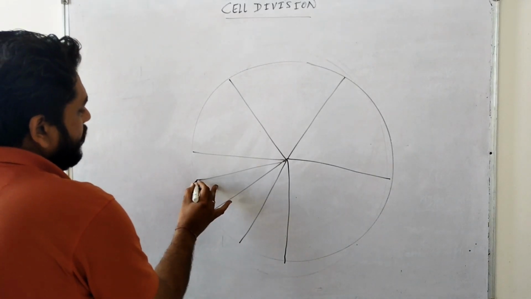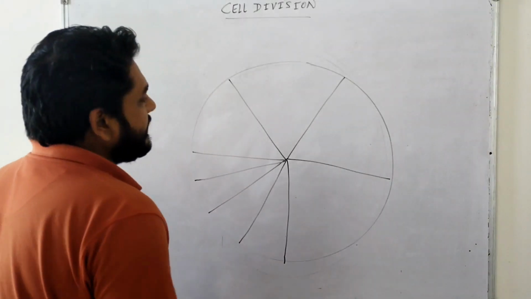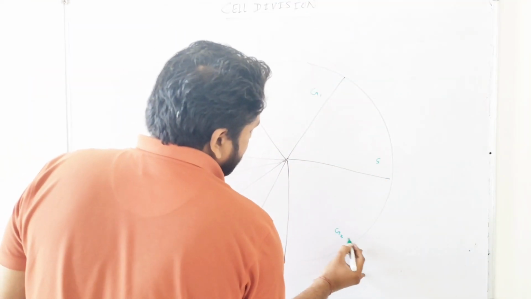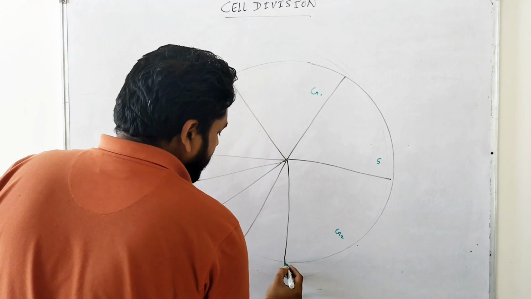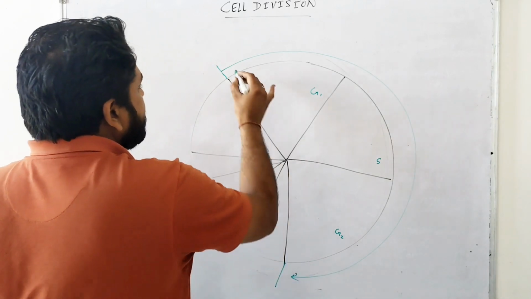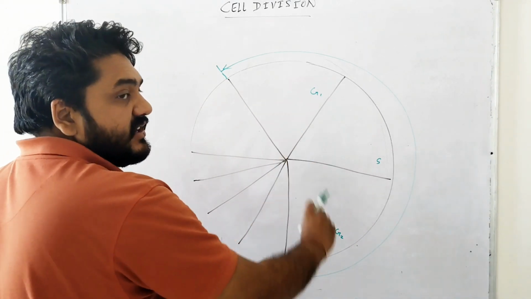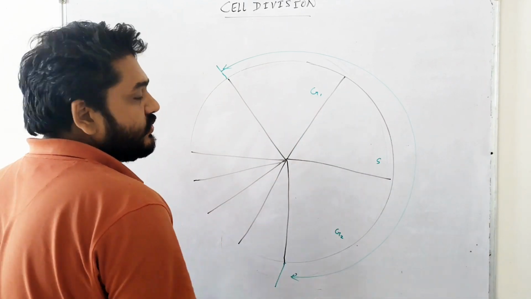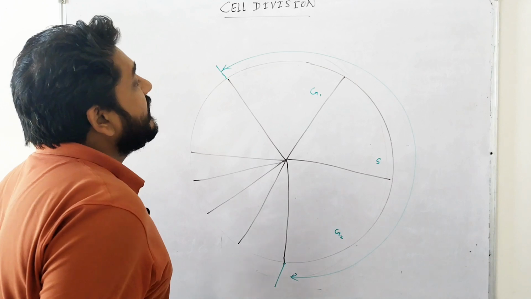Okay, so the maximum time the cell takes is in the interphase, and the interphase is G1, S and G2. For example, this one is G1 stage, this one is S stage, and this one is G2. So from G1 to G2, from here to here, this stage is called interphase. The maximum time the cell is taking is in interphase. The first stage of the interphase is G1, then S and G2. So this complete one is interphase, or you can also call it the resting phase.